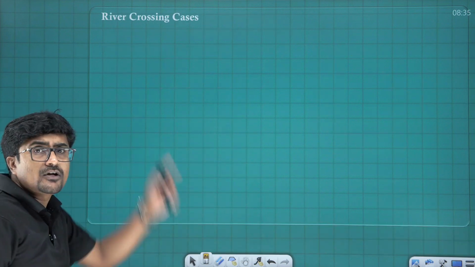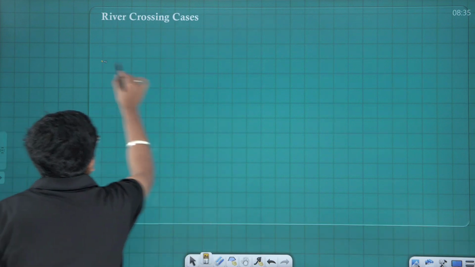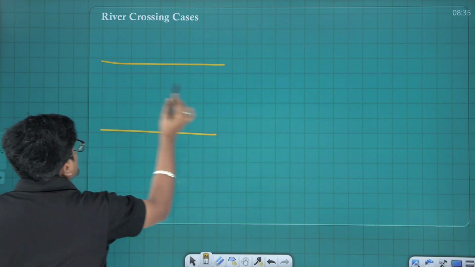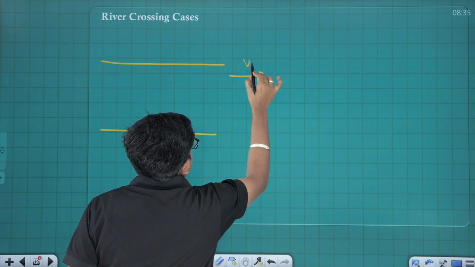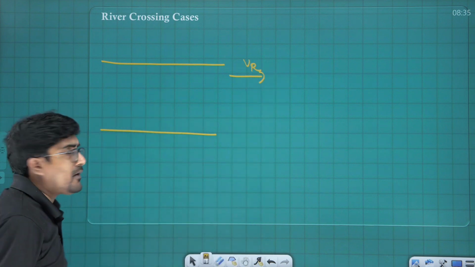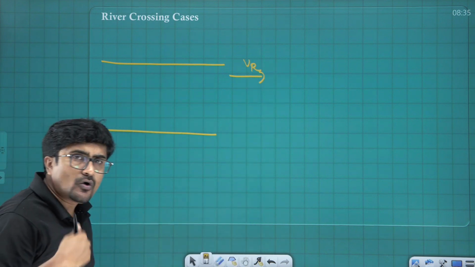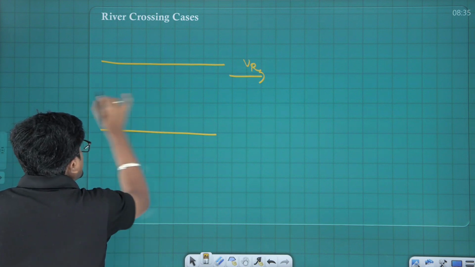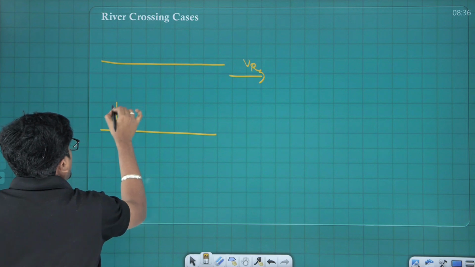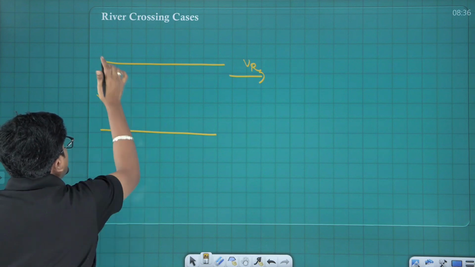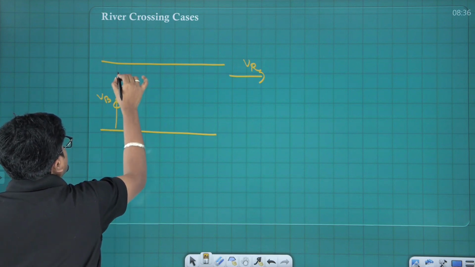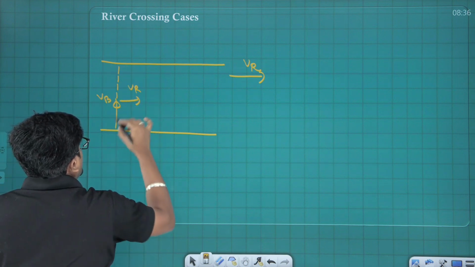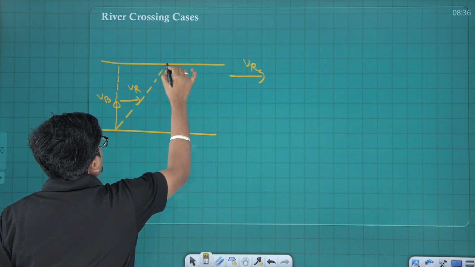All right, next is the river crossing case. So let this be the river. Okay, two banks, and the river is flowing in this direction. So I would like to mark this as the velocity of the river. All right, and I'm going to take the case of a boat crossing the river. If the river is flowing like this with a velocity of vr, and the boat is heading in this direction initially, this is vb, and here this is vr. Now you can see the boat is going to finally reach here.